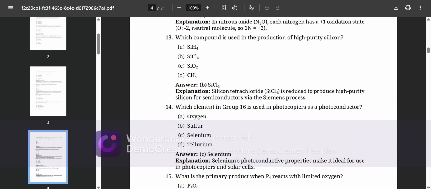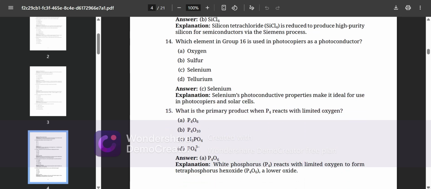Which compound is used in the production of high purity silicon? Silicon tetrachloride. Silicon tetrachloride, SiCl4, is reduced to produce high purity silicon for semiconductors via the Siemens process. Which element in group 16 is used in photocopiers as a photoconductor? Selenium. Its photoconductive properties make it ideal for use in photocopiers and solar cells.